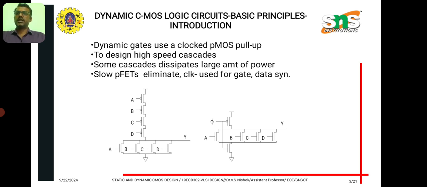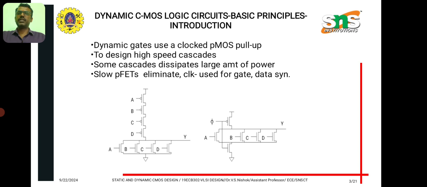introduction. So in the left side diagram, we are seeing the general CMOS NOR gate, a 4 input NOR gate with A, B, C, D as its input, which has 4 NMOS transistors connected in parallel in the pull down network and 4 PMOS transistors connected in series in the pull up network. So that is a static CMOS logic.